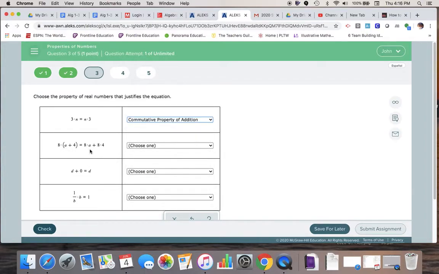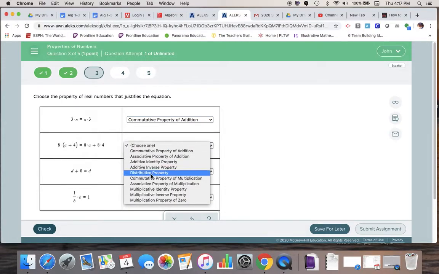8 times a plus 4 equals 8 times a plus 8 times 4. This is one we haven't talked about yet, but it should look kind of familiar to you. You looked at 8 being distributed, right, to the a and the 4. So we call that the distributive property.